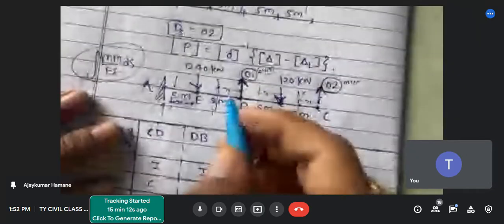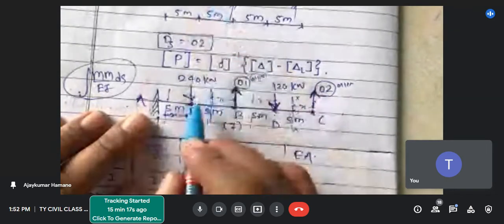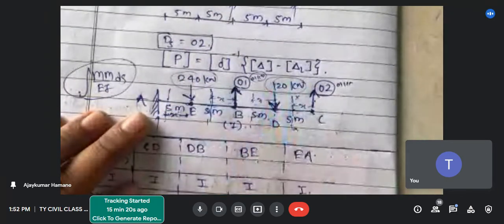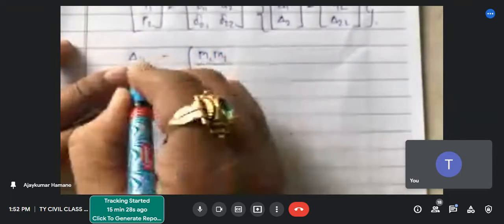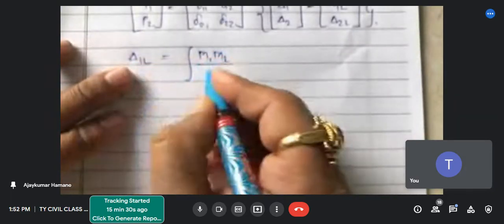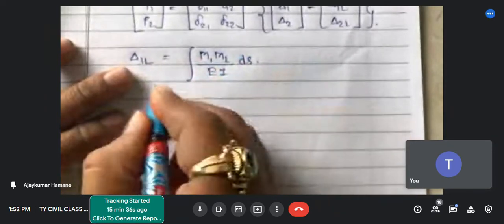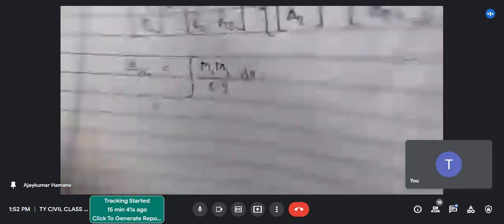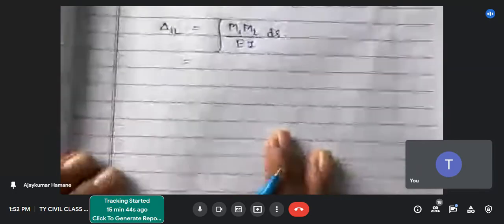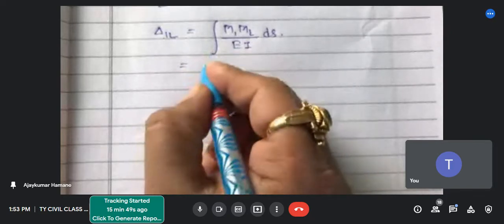Delta 1L means what is the displacement along coordinate 1 due to the loading. Okay, now simple. So M1 and ML, multiply these two quantities, moments, divided by EI into ds. Simple, to find out this deflection. So how will we get it? Now we'll find out. So multiplication of both of these two. Okay, so what is M1 and ML?